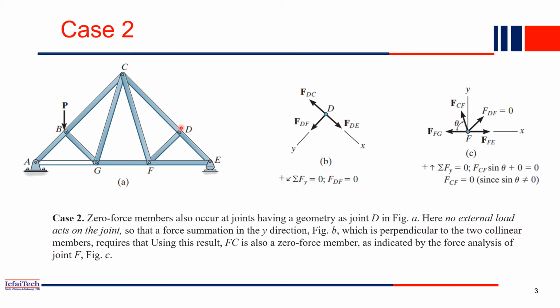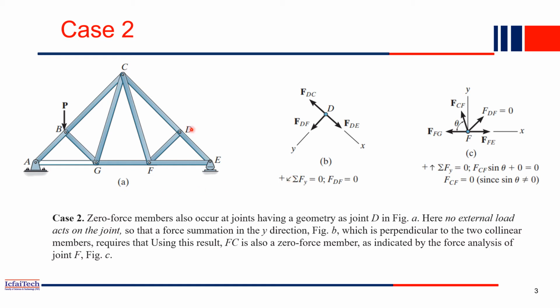Now if you draw the free body diagram using the method of joints at joint D, what will happen? There are a total of 1, 2, 3 members: FAD in this direction, FDE in this direction, and FDF which is acting towards this direction. So apply summation of all Fy equal to 0. Here only one Y force is acting, so it must be equal to 0.